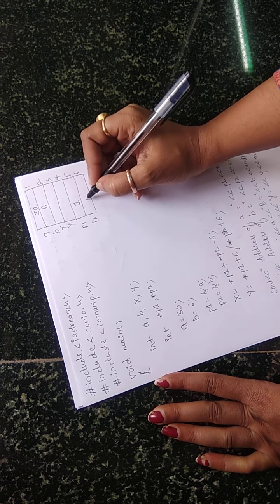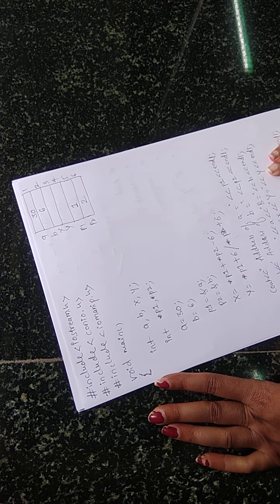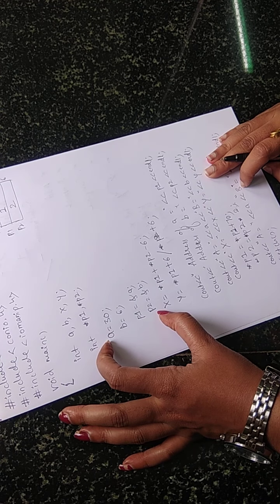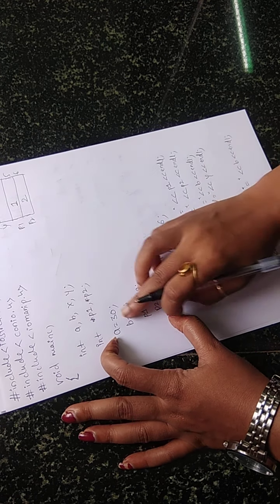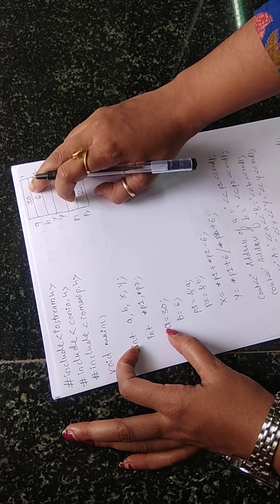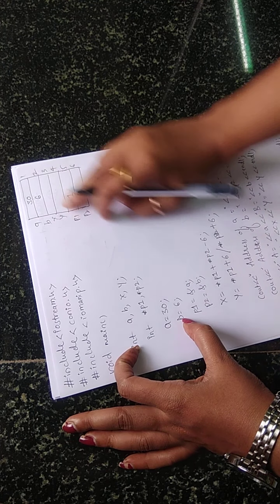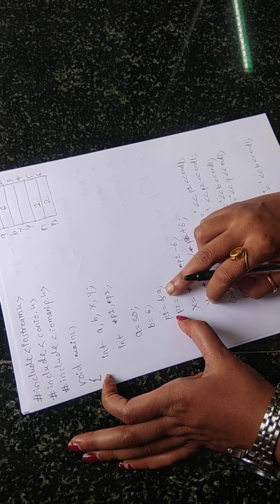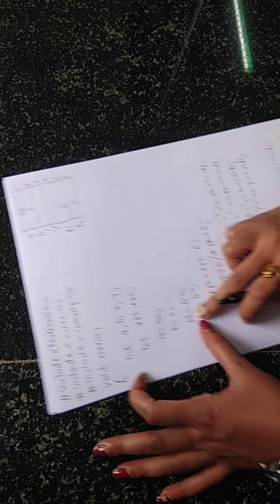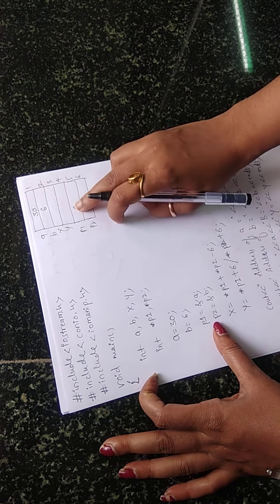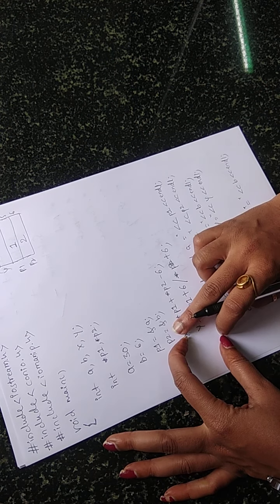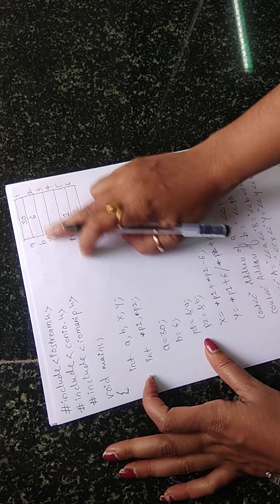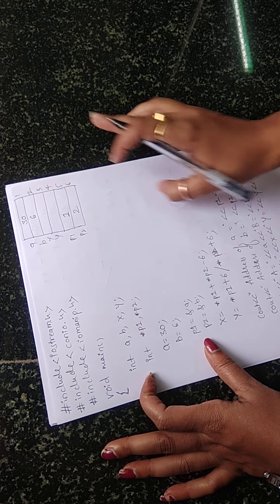It is 2. So in P2, 2 will be stored. Done. So till here we had traced. In A, 30 is assigned, 30 is stored. To B, 6 is assigned, 6 is stored. P1 is equal to ampersand of A, we are telling, means the address of A is stored in P1. The address of A is 1, that is stored in P1. In P2 the address of B is stored, so the address of B is 2, that is stored in your P2.